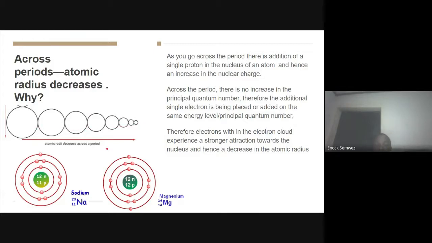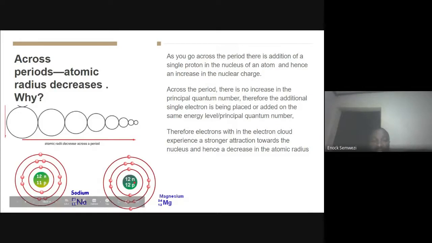There are key hints that I want to give you concerning this atomic radius. One is the number of protons. Sodium and magnesium are both in the same period, but let's look at the number of protons. Sodium has 11 protons, magnesium has 12 protons. That means the nucleus of magnesium has a higher positive charge. That means it exerts stronger electrostatic forces on its electrons than the sodium nucleus, so electrons are more attracted towards the nucleus in magnesium. That is one of them.